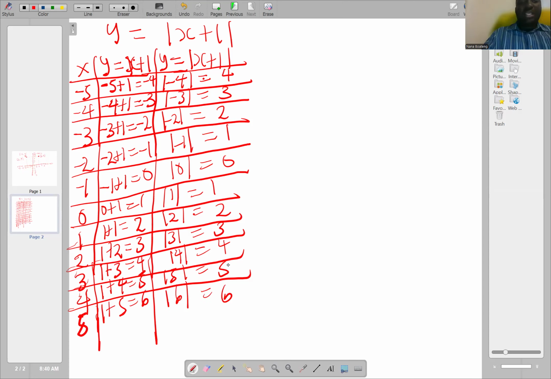All right, so we have these pairs of points. We have the x values here, and we have the corresponding y values here. So these are the x coordinates, and these are the y coordinates. So we can plot these pairs of points on the coordinate plane.